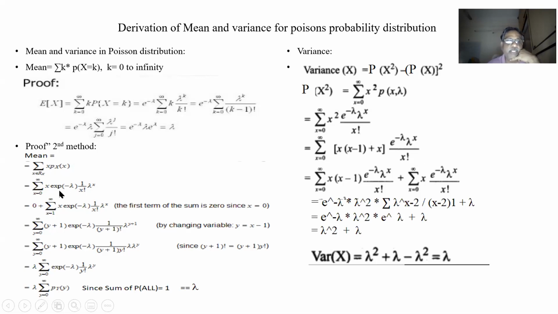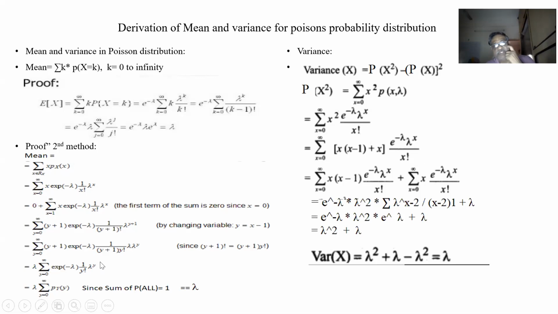Same thing is explained in detail here. So I have taken out e to the power of minus lambda, 1 by x factorial, lambda to the power of x. In place of x, I am putting y is equal to x minus 1. So y goes from 0 to infinity, it becomes y plus 1 into this. So I have taken out lambda, e to the power of minus lambda into 1 by y factorial, lambda to the power of y.